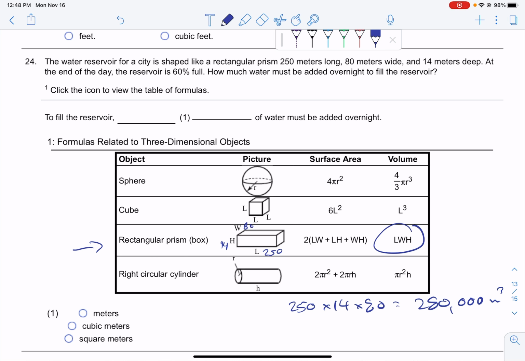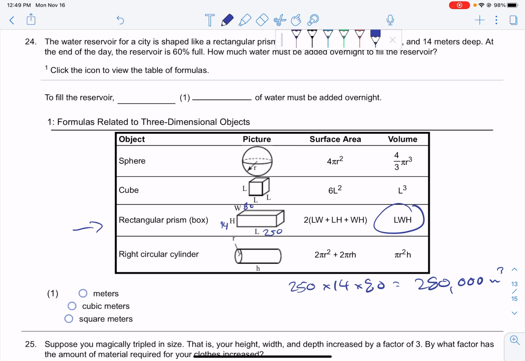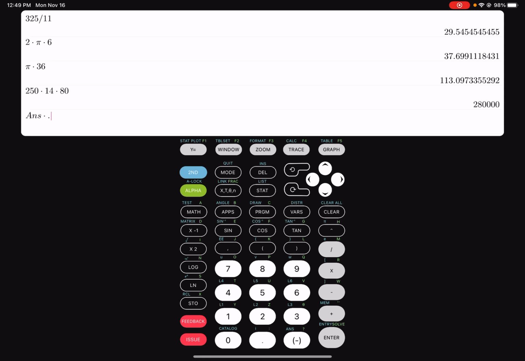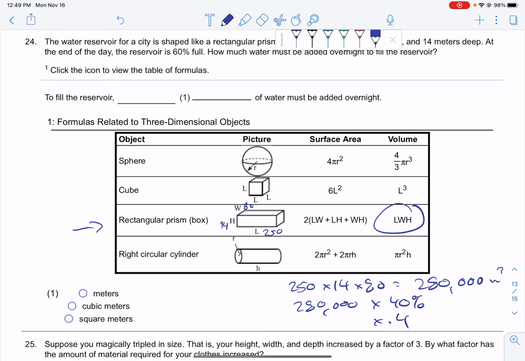of water. But we don't need to fill it all the way up. It has 60%. We only need 40% to fill it up to full. So I'm going to take 280,000 and times that by 40%, or times that by 0.4. So if I say times 0.4, I'm going to get 112,000. So I need 112,000 cubic meters of water, or meters cubed.